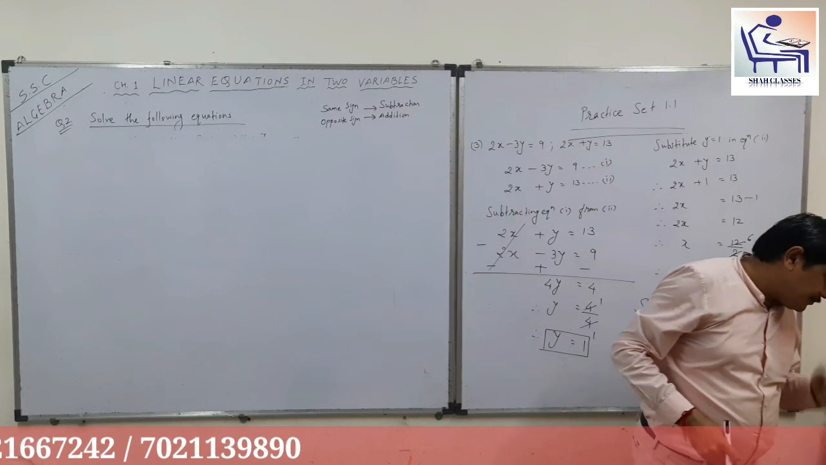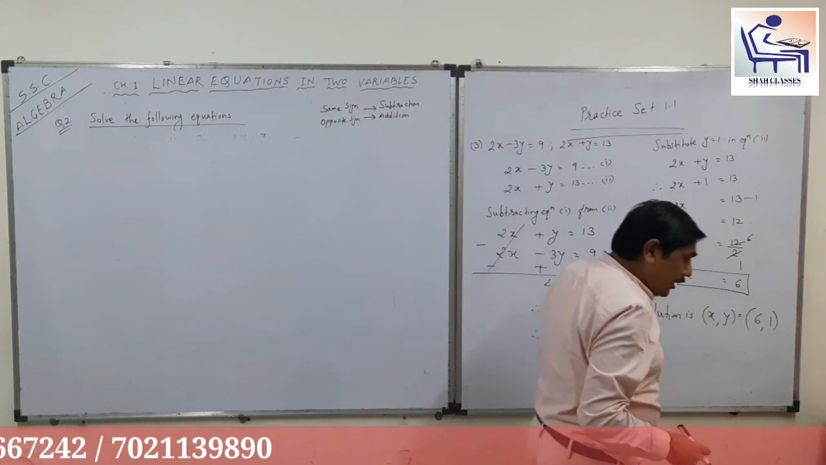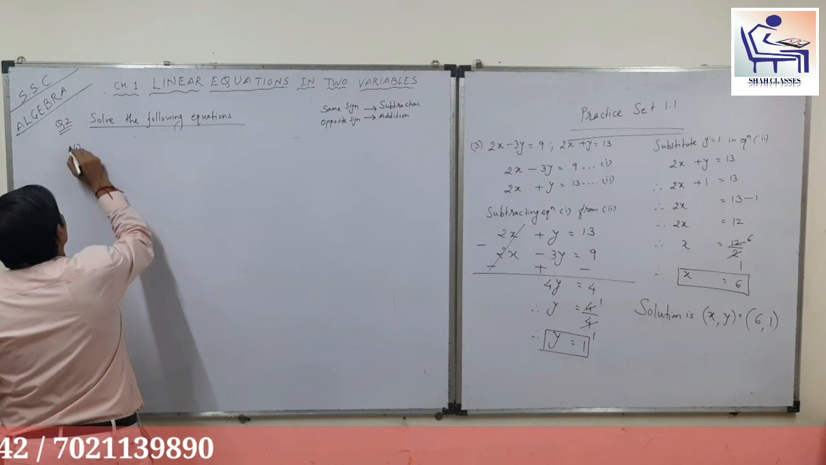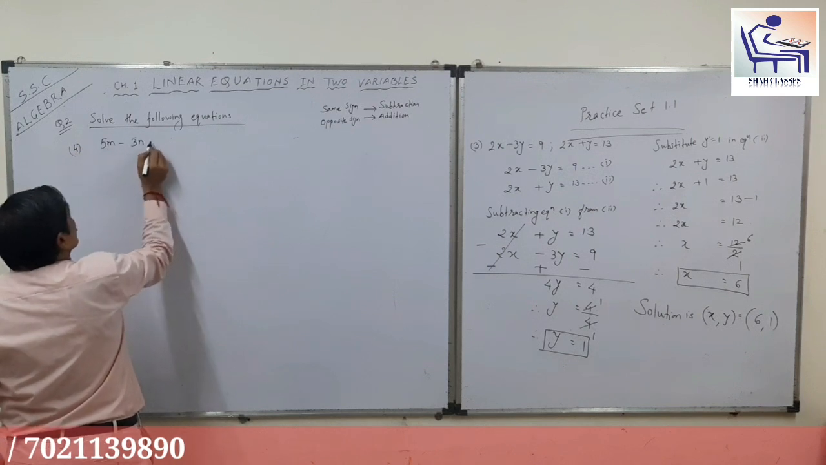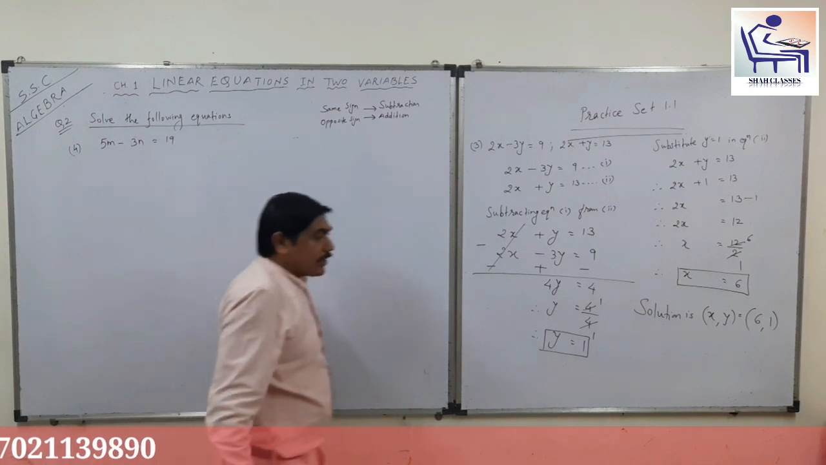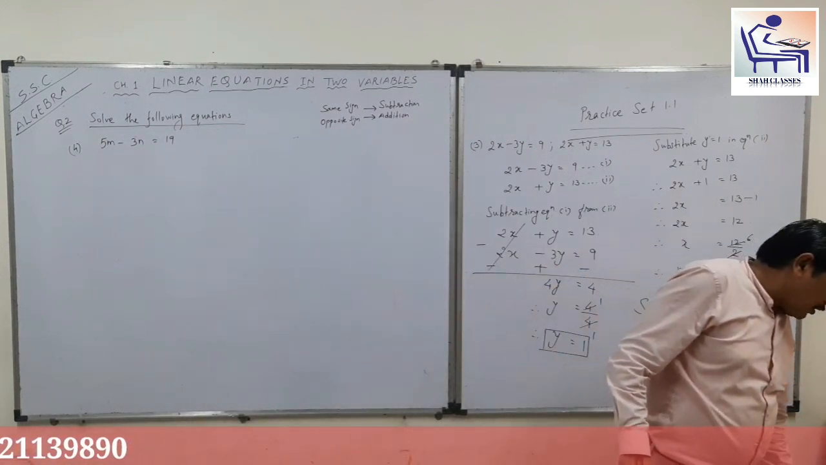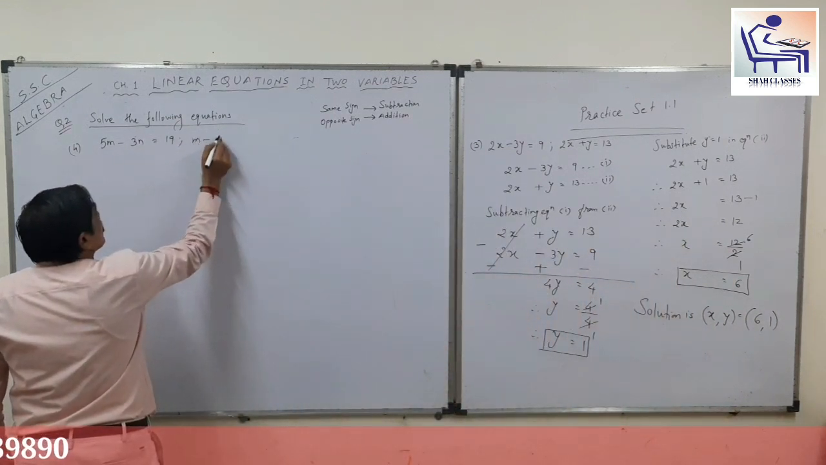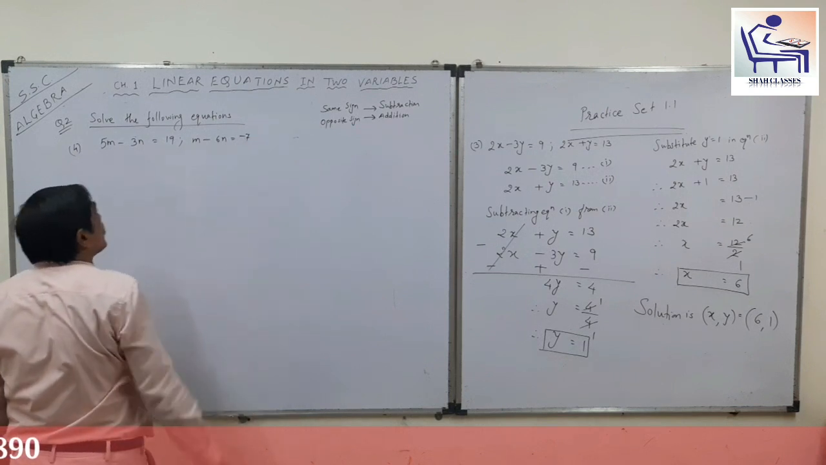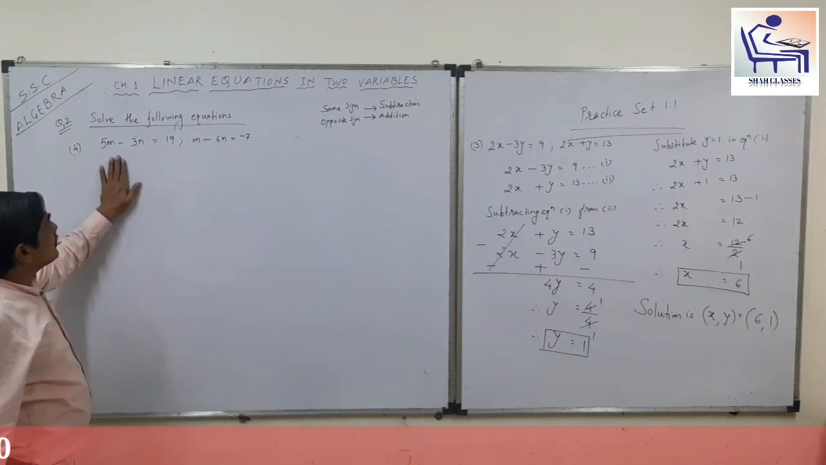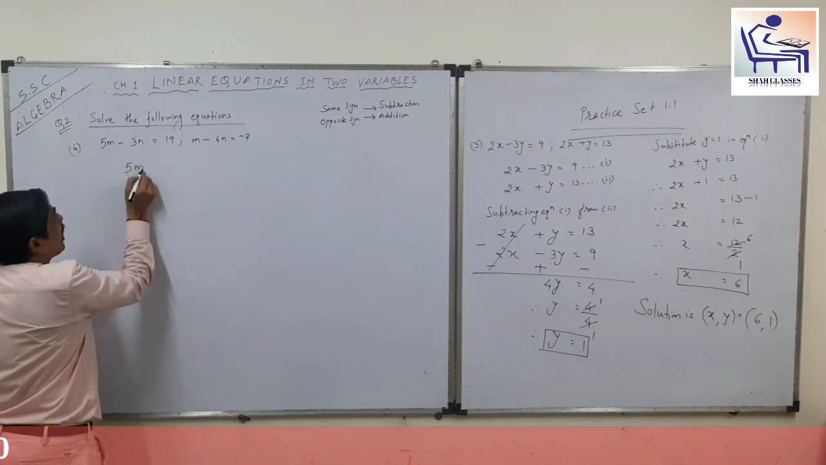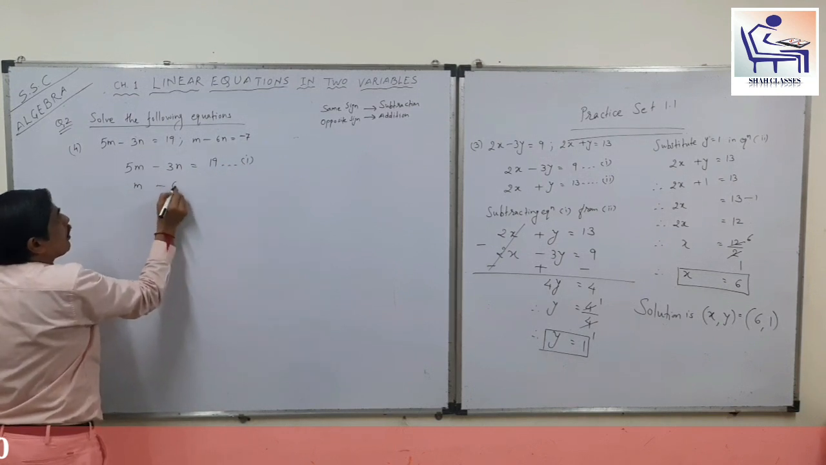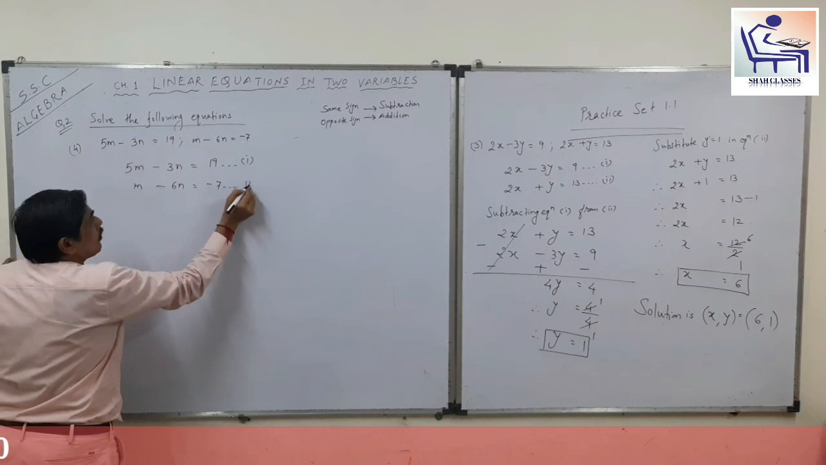Sum number 4. 5m minus 3n is equal to 19 and m minus 6n is equal to minus 7. So now, once again, we have to give the equation numbers. Equation 1: 5m minus 3n is equal to 19. Equation 2: m minus 6n is equal to minus 7.